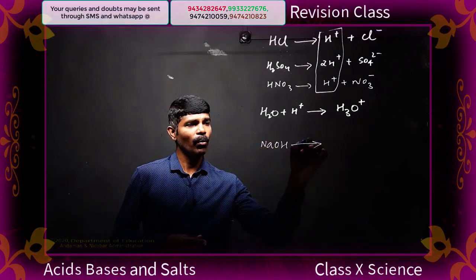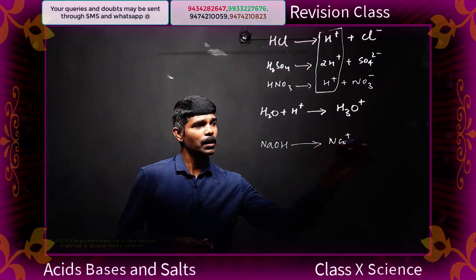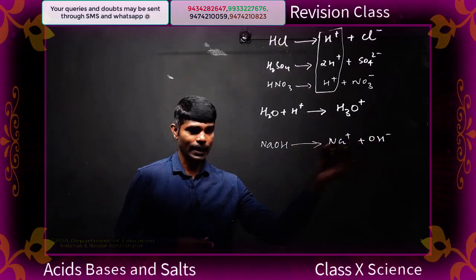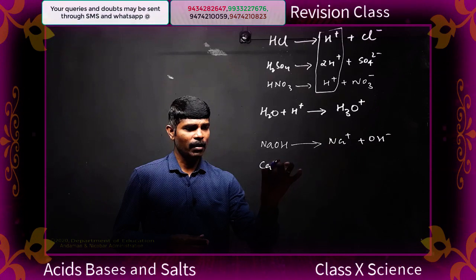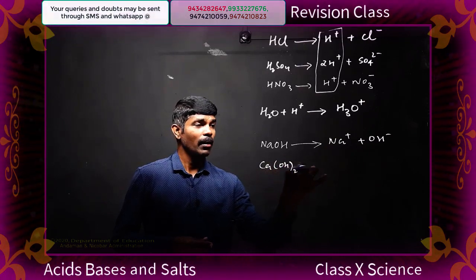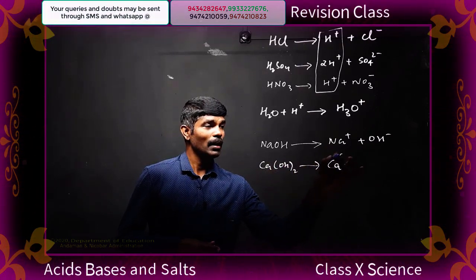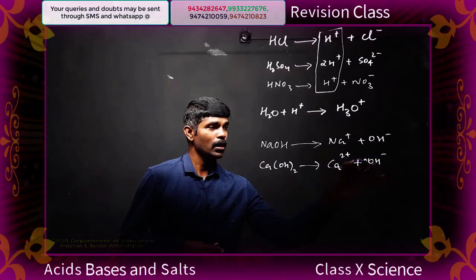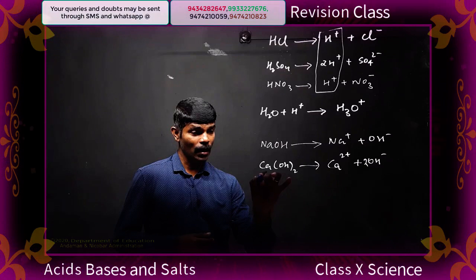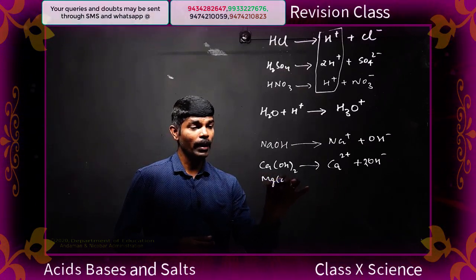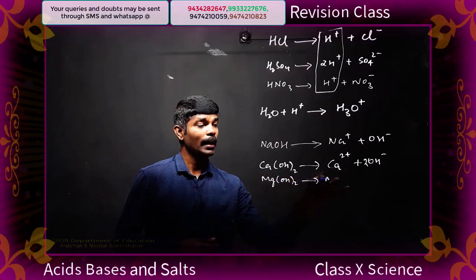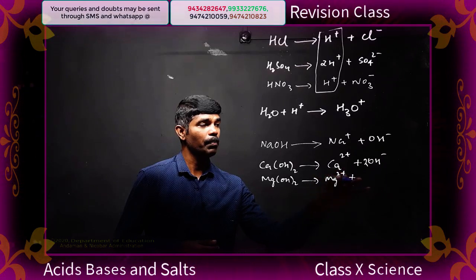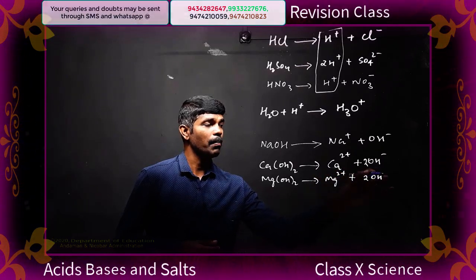NaOH, when dissolved in water, we will get Na+ and OH-. And one more example, we will take calcium hydroxide. When it is dissolved in water, we will get Ca2+ and 2OH-. Similarly, we can take another example, magnesium hydroxide, we will get Mg2+ and 2OH-.